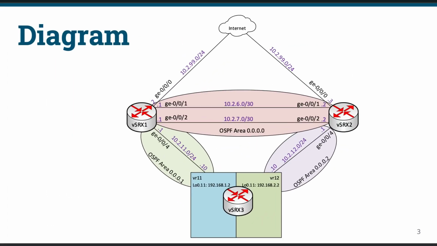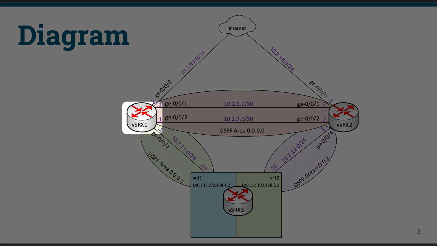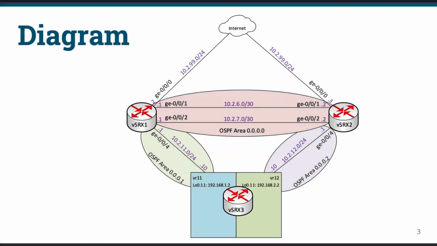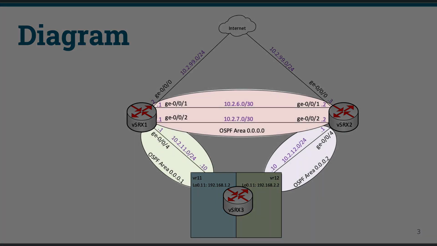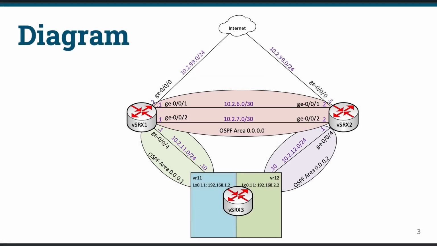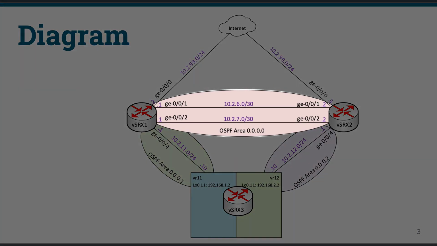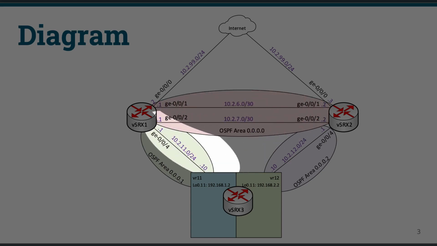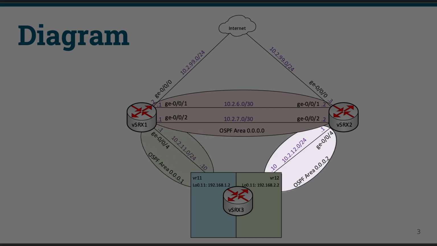In this lab topology, we have three routers, VSRX1, VSRX2, and VSRX3. The shaded ovals here represent OSPF areas, with the red shaded area here being the backbone area, Area 0. The green shaded area on the left is OSPF Area 1, and the purple shaded area on the right is OSPF Area 2.